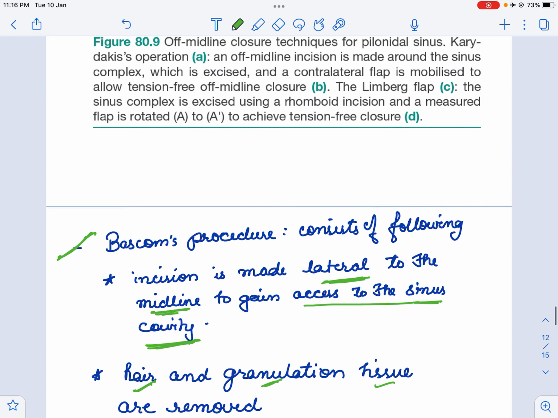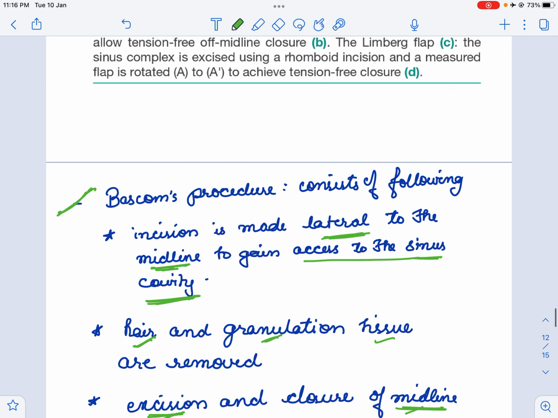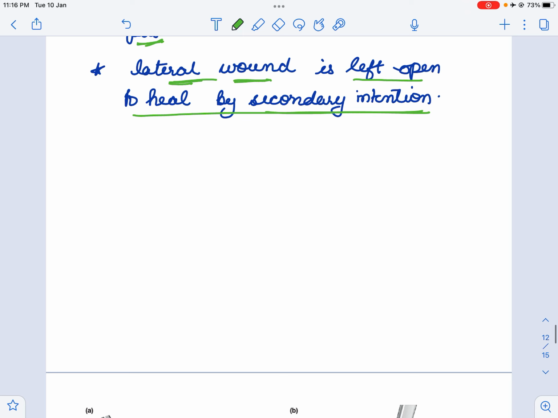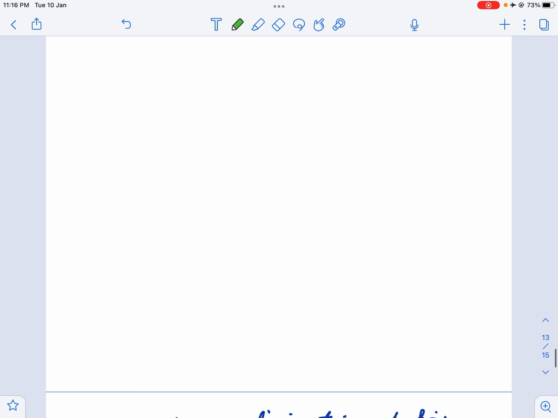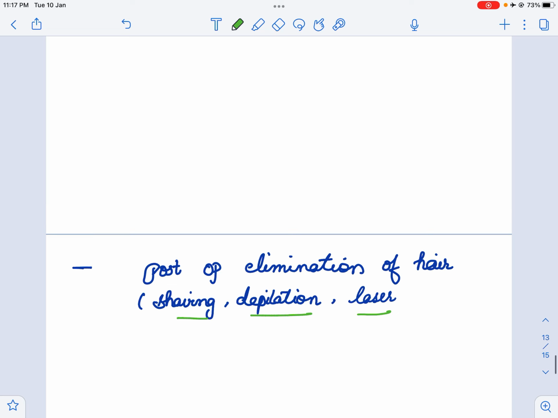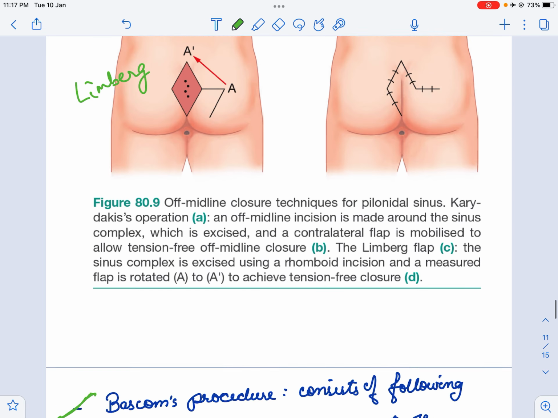After you have done any procedure, you have to ensure that in the post-op period, adequate wound care is given, and that the patient undergoes some form of hair removal. That hair removal can be by regular shaving, via lasers, or via depilation by trimming, whatever the means. But the patient needs to undergo post-op elimination of hair.